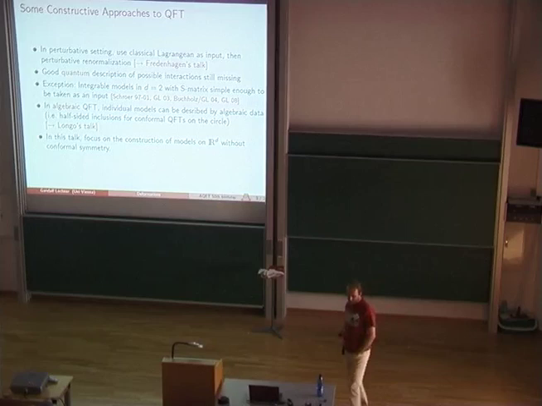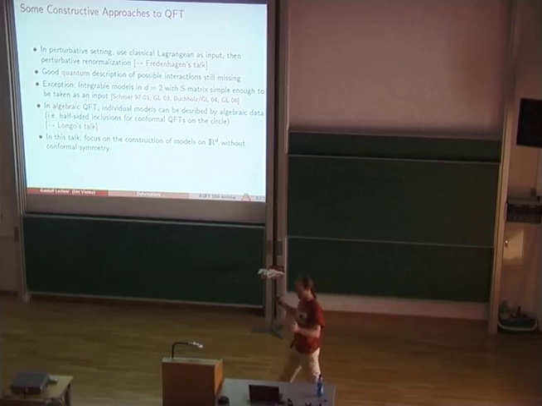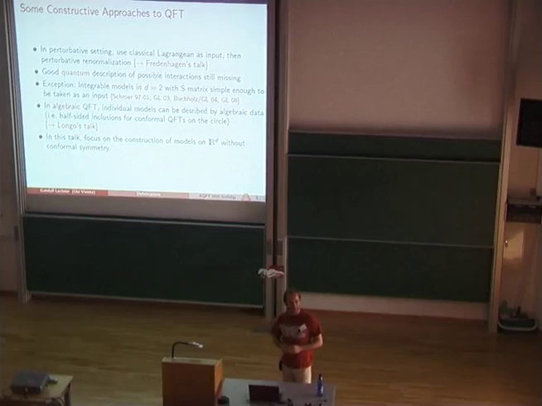There's one exception to this, namely a certain class of models where we have a good quantum description of possible interactions. When thinking about interaction, one thinks about collision experiments, cross sections, and colliders. So the S matrix, that's a quantum object. It might be a good object to describe interactions. Unfortunately, usually it's much too complicated to be manageable.